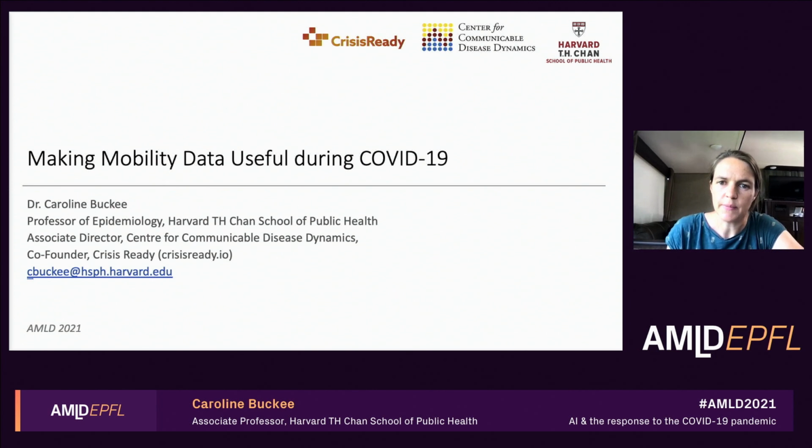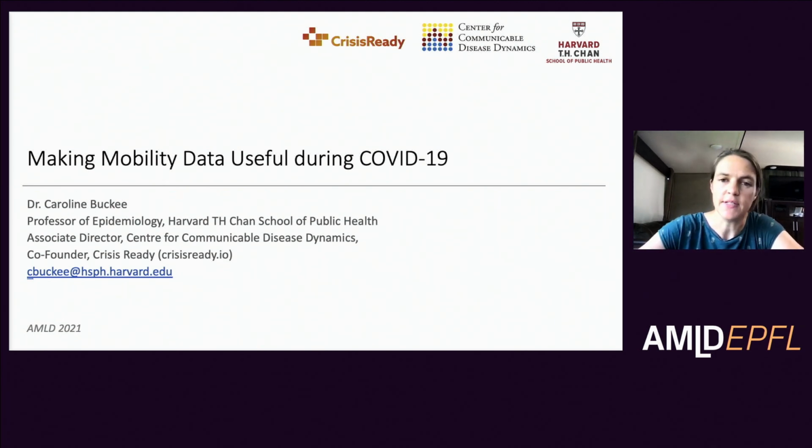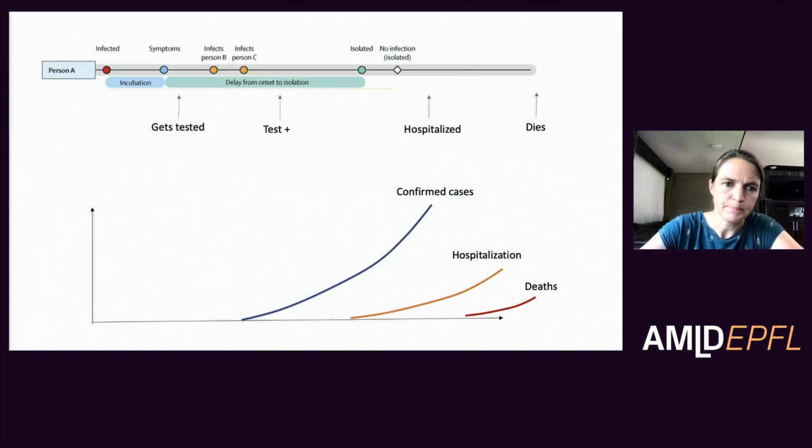Today I'm going to talk a bit about a very specific kind of data that we've been working on in my group for some time to understand how diseases spread. And then I'm going to really focus on how we tried to make it useful during COVID-19 and some of the lessons learned from that effort.